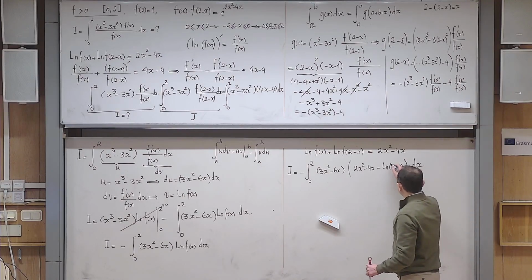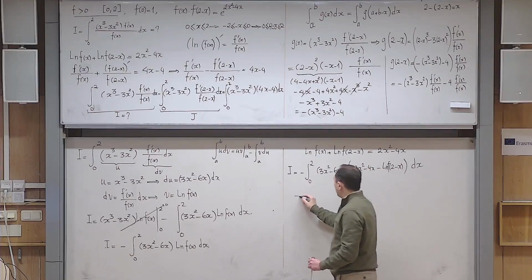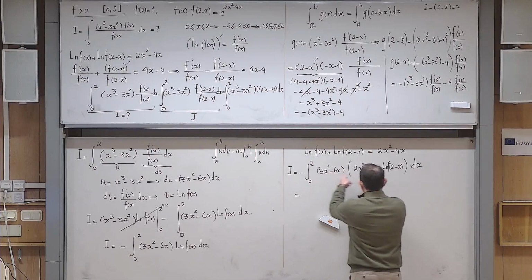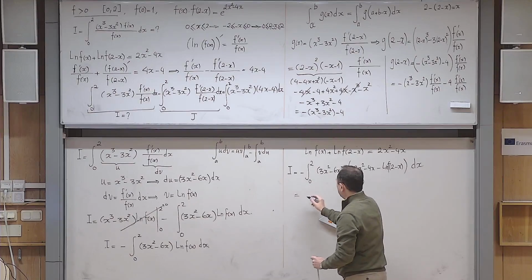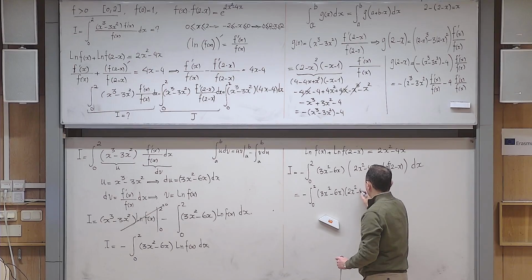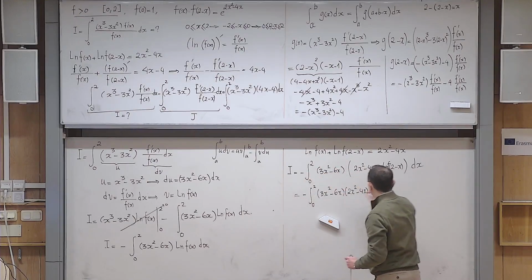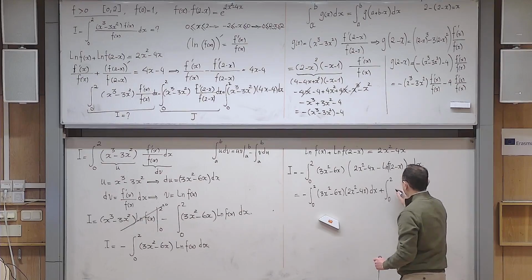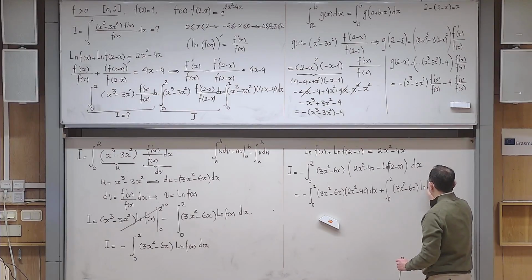Okay, so, sorry, this is f of 2 minus x. Then what I will do, I will continue. I will multiply this polynomial by this. But there's a minus sign here, be careful. So it becomes minus integral from 0 to 2 of 3x squared minus 6x multiplied by 2x squared minus 4x dx. And then a minus sign here, a minus sign there, so it becomes plus integral from 0 to 2 of 3x squared minus 6x, and then multiplied by ln of f of 2 minus x dx.